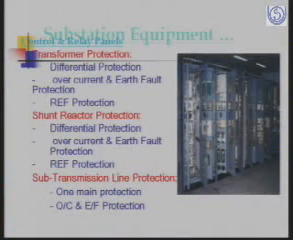Then we have control and relay panels in the substation in the control room building, which provide for transformer protection, shunt reactor protection, and the subtransmission line protection. On the transformers, we have the differential protection, the overcurrent and earth fault protection, and the REF protection if the transformers are more than 6.3 MVA. Then we have the shunt reactors or the reactive compensation protection, which can be differential, overcurrent and earth fault and REF. Then the subtransmission line protection, we have one main protection and the overcurrent and earth fault protection.